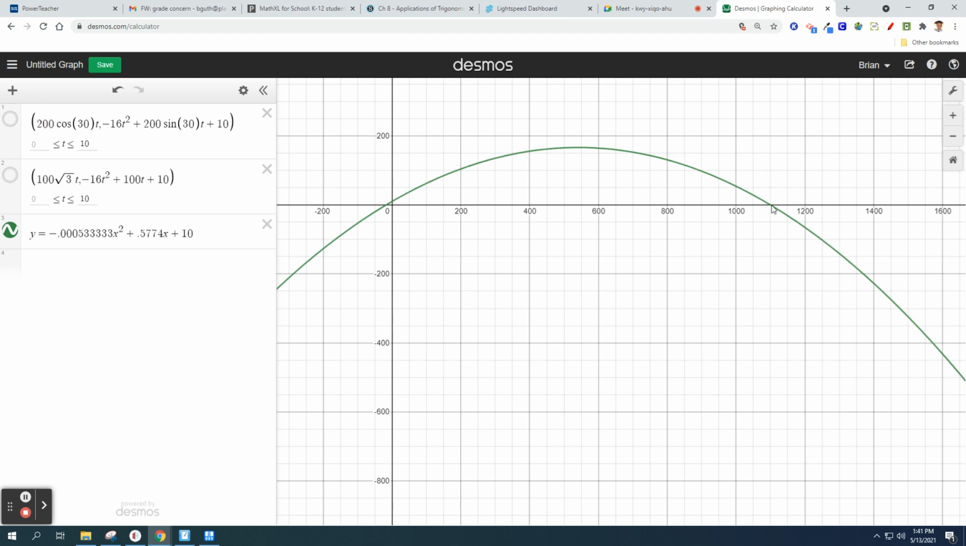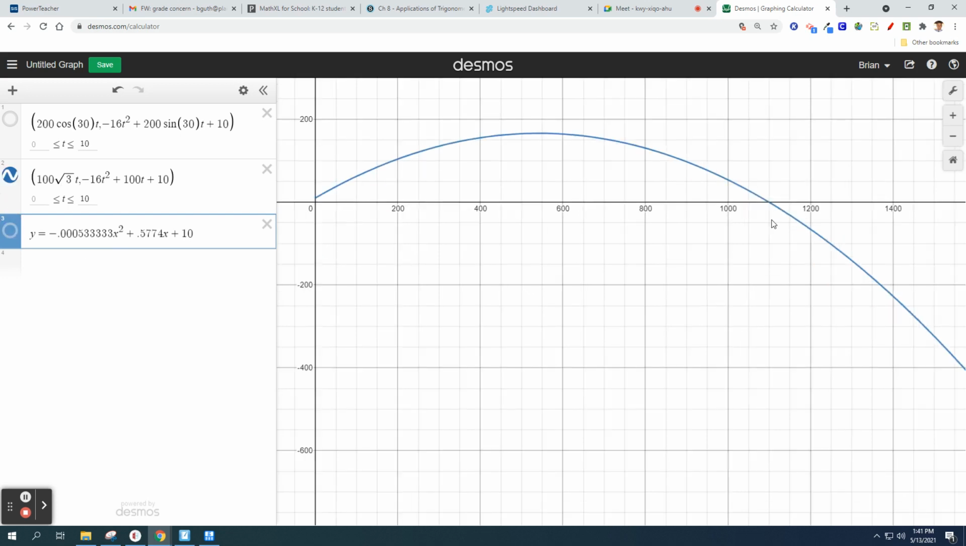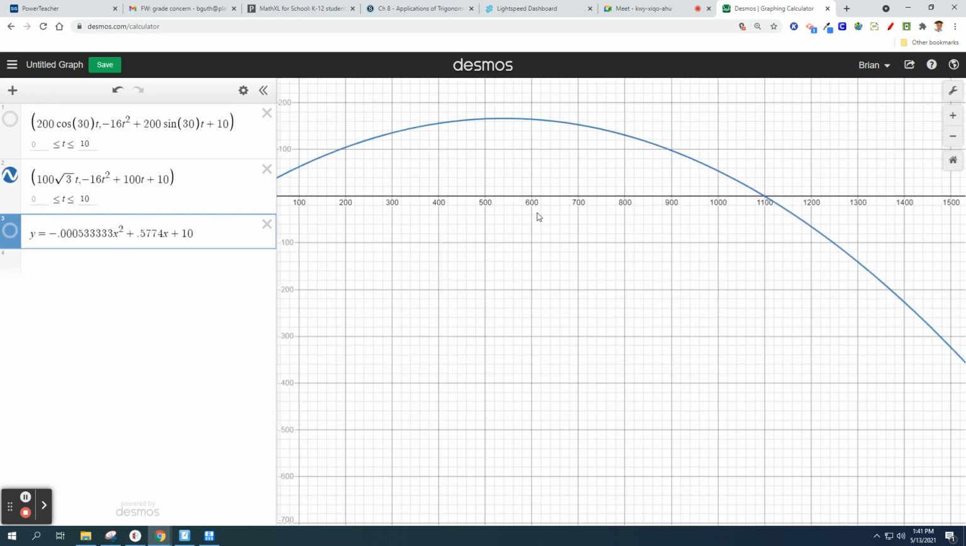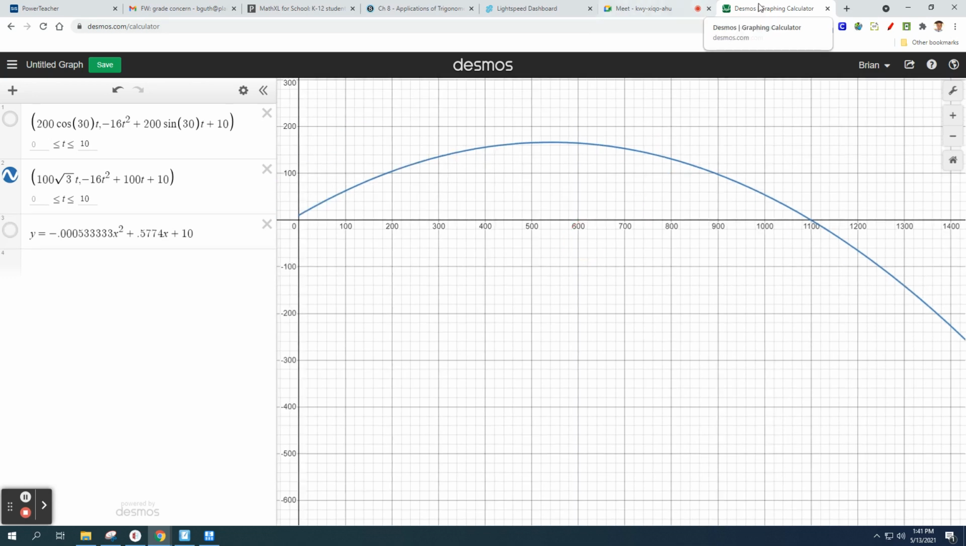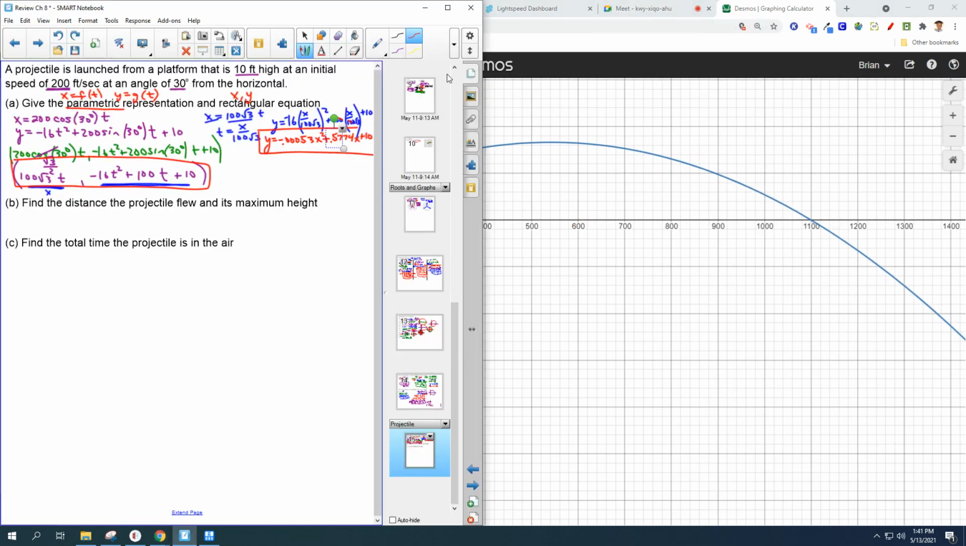You can just look at the rectangular, and we're going to need to know this point right here, and the maximum is right here. We're going to need to know those two points, and the advantage for rectangular is you're going to be able to click on that and see it. If you didn't have rectangular, that's fine, but you'd have to zoom way in until you can see what those numbers are.